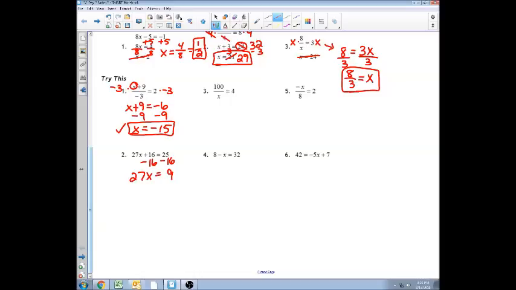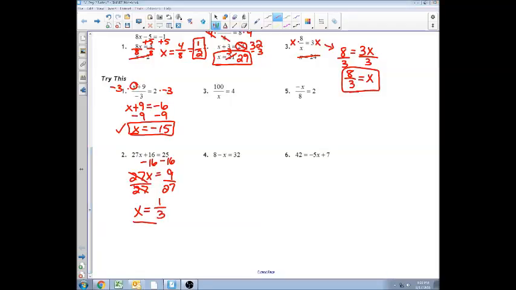The next step now is I need to get my x by itself. In order to do so, this 27x is multiplication. The opposite operation of multiplication, as we know, is division. So I would divide by 27. These 27s would cancel. That would leave me with x equals 9 over 27. They are both divisible by what? Well, they are both divisible by 9. 9 divided by 9 would be 1. 27 divided by 9 would be 3.